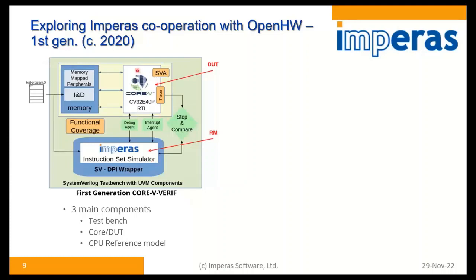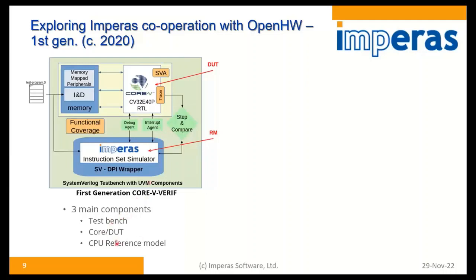But the first generation of it, here's just an overview of it. There's a core, there's some peripherals in the test bench, and then there's a reference model. And what would happen is the programs would come in. There were controllers which would step it and compare and run every instruction to test what was going on, taking into account the debug stuff and the interrupts.